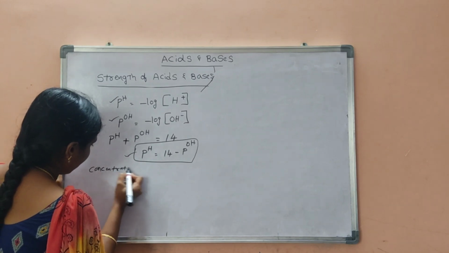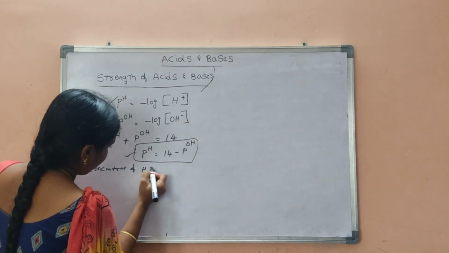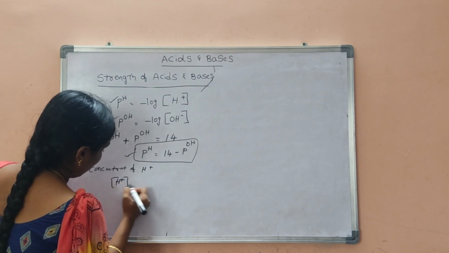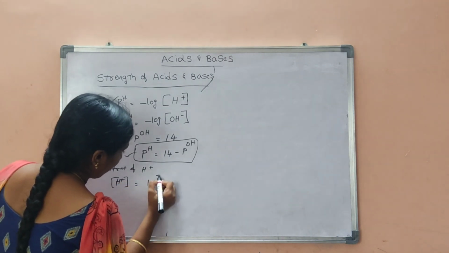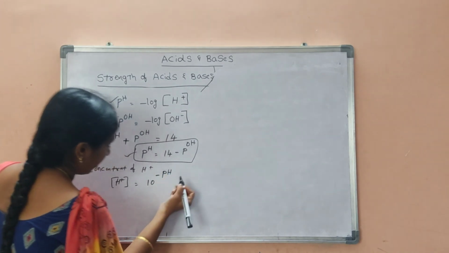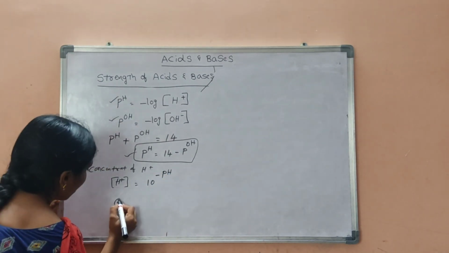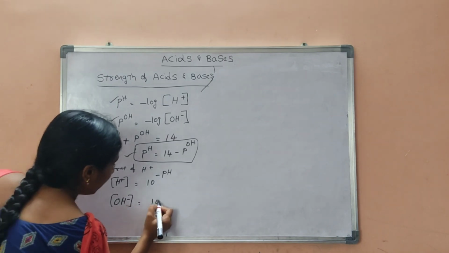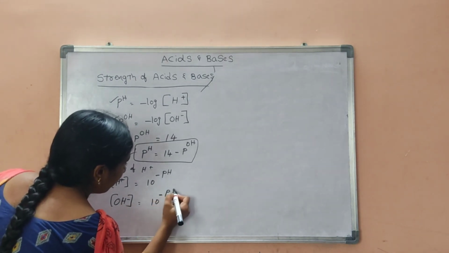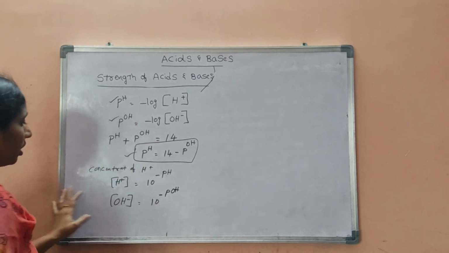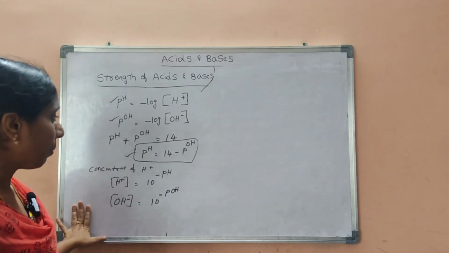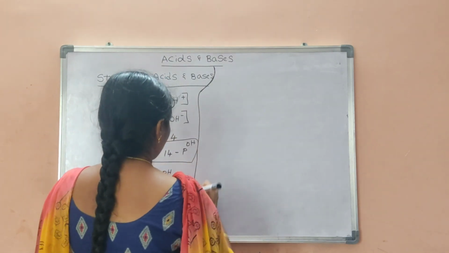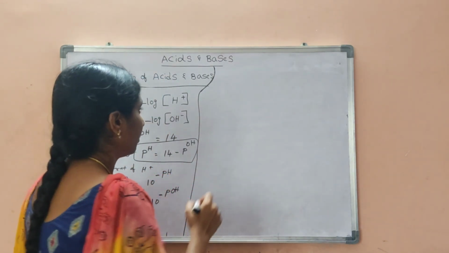Formula: concentration of H plus ion equals 10 to the power of minus pH. In the same way, OH minus ion concentration equals 10 to the power of minus pOH. These formulas are very important. You can remember them. Next, you can see some problems.